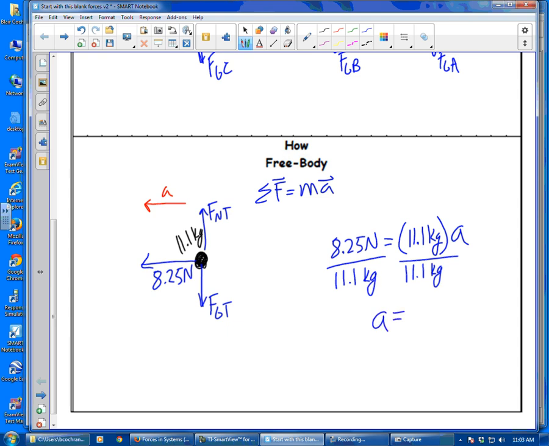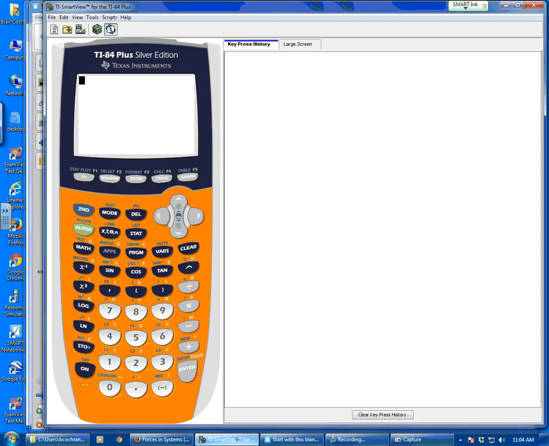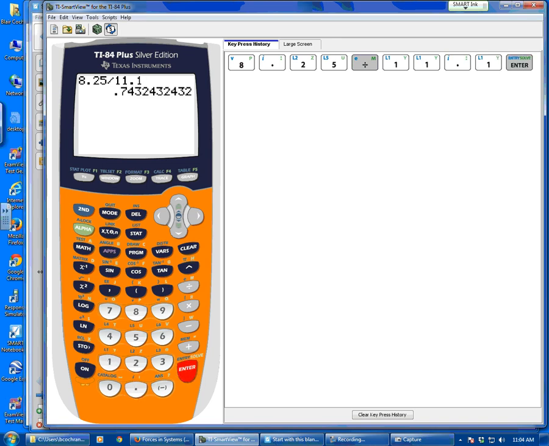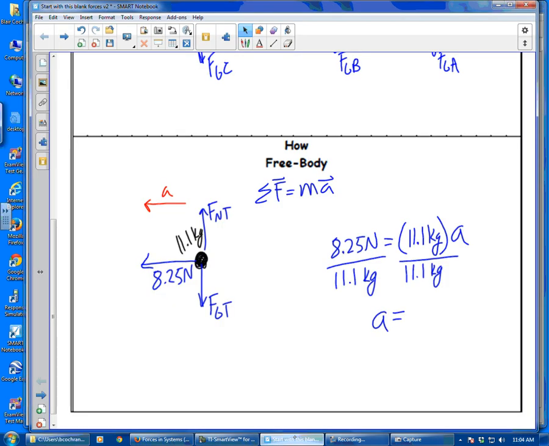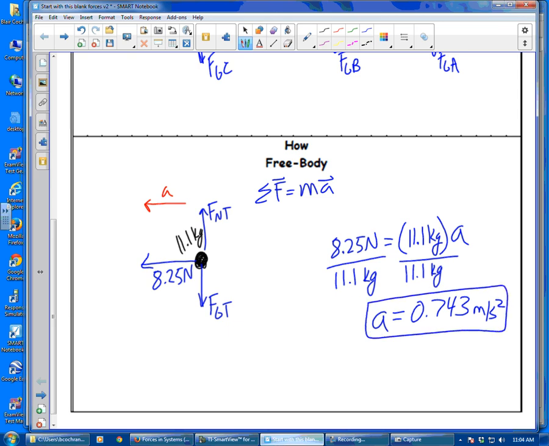And get a value for acceleration, which would be, let's see, 8.25 divided by 7.43? No, 0.743. 0.743 meters per second squared. So now I've found my acceleration, which they didn't ask me for, but probably is going to be useful.